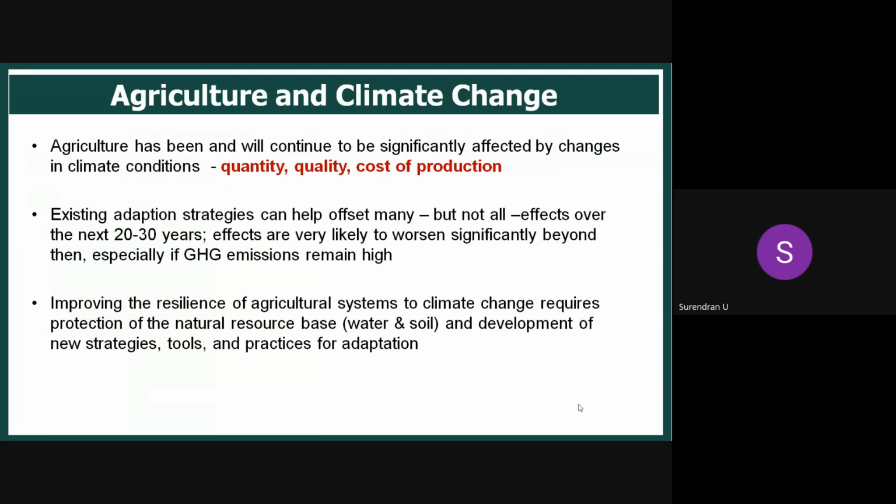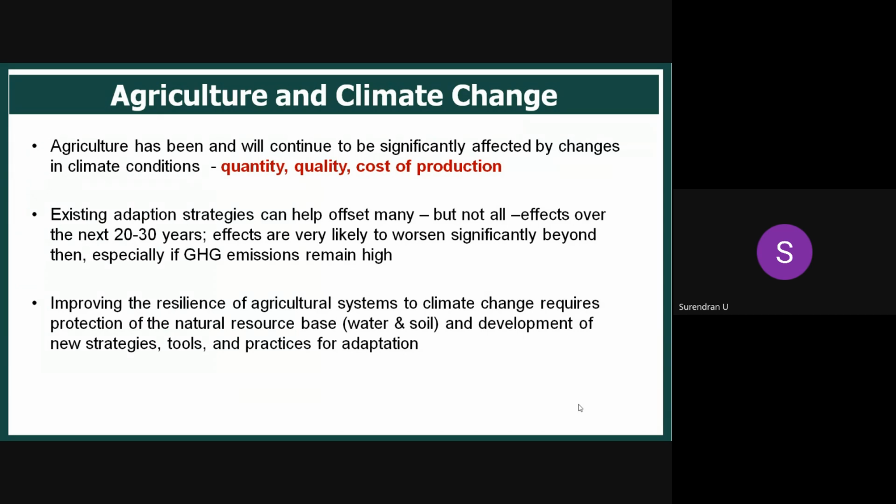But if you look at the agriculture scenario, all of you may agree that agriculture has a significant impact because of the change in climate. It may be loss in quantity, in the sense loss in yield, loss in quality, and the cost of production is also directly affected. That is one side: the negative impact caused by climate change to agriculture.